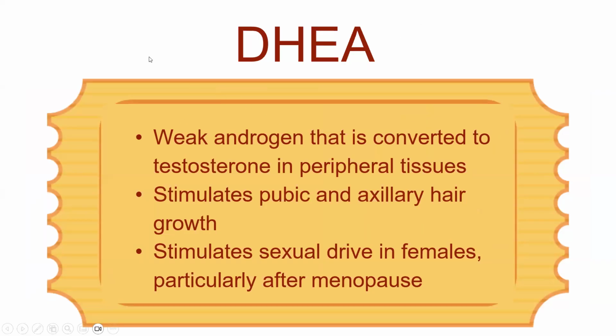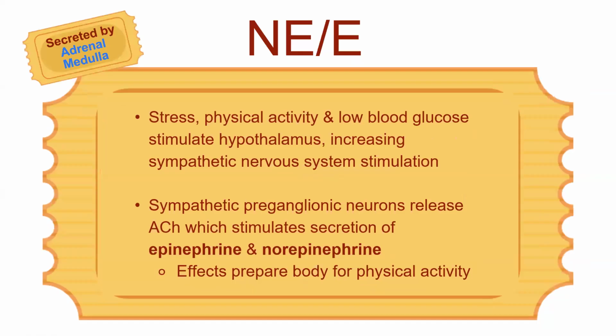DHEA is a pretty weak androgen, and it's actually converted to testosterone once it gets out to our peripheral tissues. This is going to stimulate pubic and axillary hair growth, especially in males. And it's also a big driver of the sexual drive in females. And this becomes even more important in terms of how much of a role it plays after menopause, so after the menstrual cycle ceases in females.